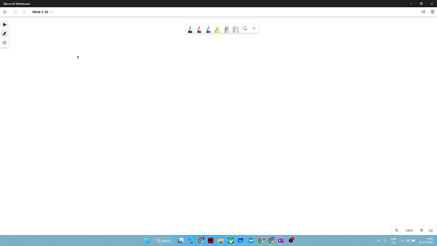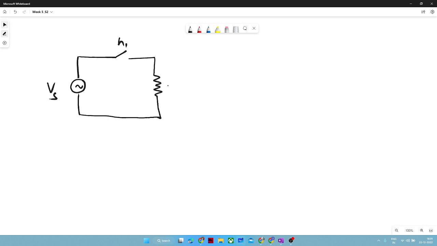So I will draw a basic AC to DC rectifier. Then we will analyze what is a rectifier and its operation. So do you know what is the objective of a rectifier in a power electronic circuit? Anyone? Okay, so this is the switch H1 here.